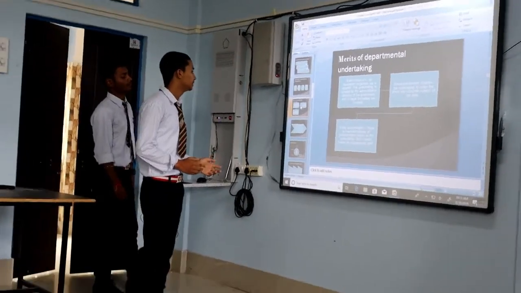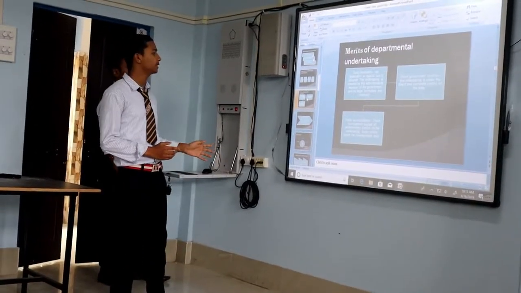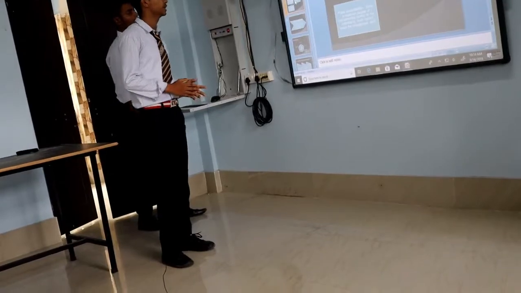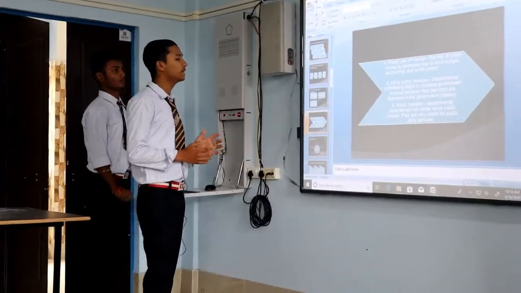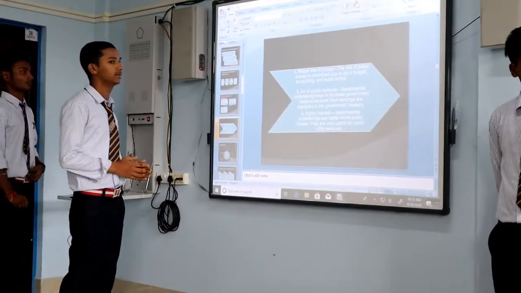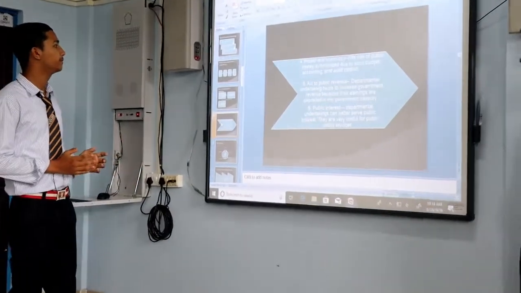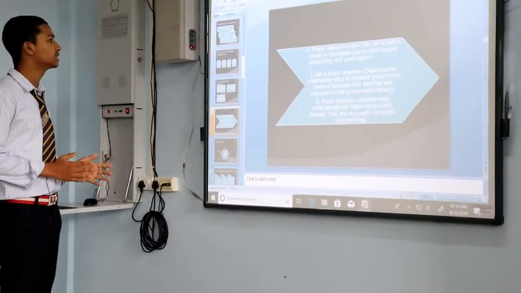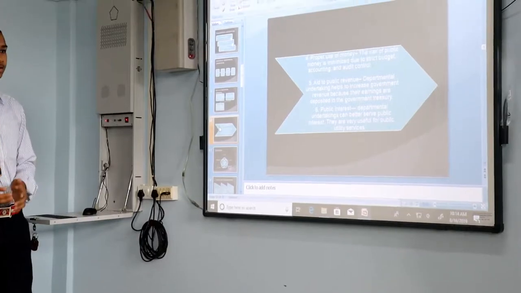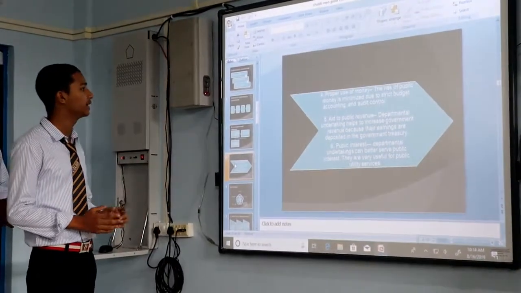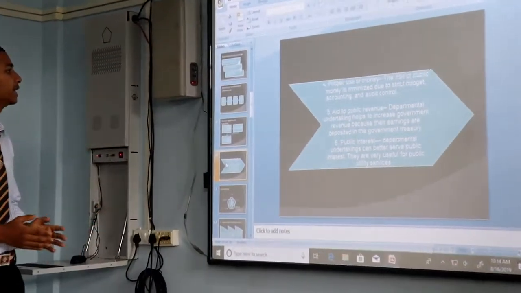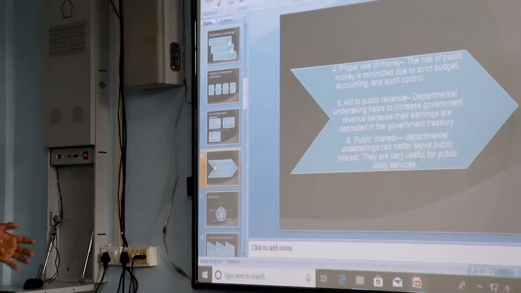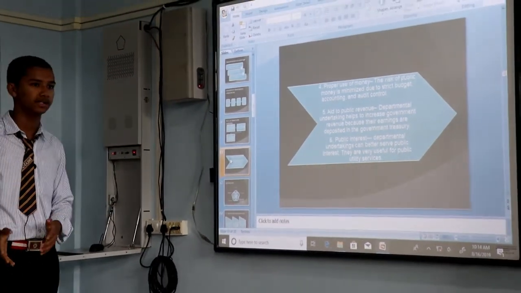Third one is public accountability. There is maximum degree of parliamentary control of the undertaking. Such controls keep the management alert. Fourth one is proper use of money. The risk of public money is minimized due to strict budget, accounting and audit control. Fifth one is aid to public revenue. Departmental undertakings help to increase government revenue because their earnings are deposited in the government treasury.